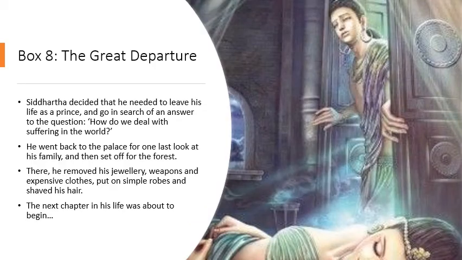Box number 8 is known as the Great Departure. So having seen the 4 sights, having seen old age, sickness, death, and finally the ascetic, Siddhartha decided that he needed to leave his life as a prince. He needed to wave goodbye to the luxury and the ease of this life and go in search of an answer to a question which many of us struggle with. And that question is this: how do we deal with suffering in the world?